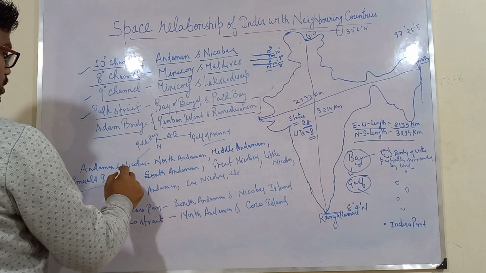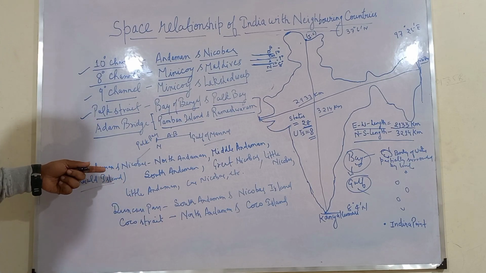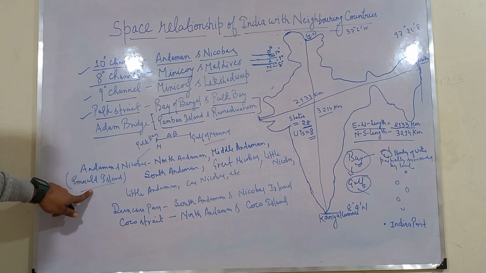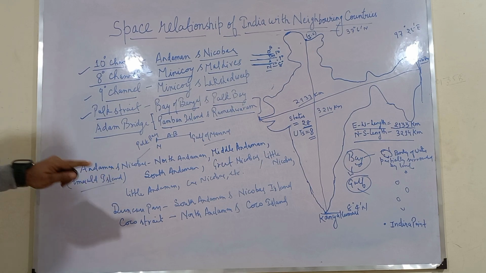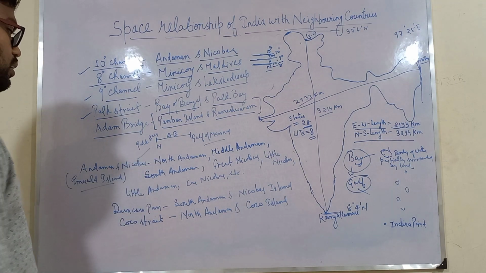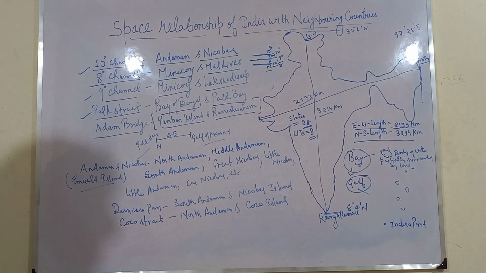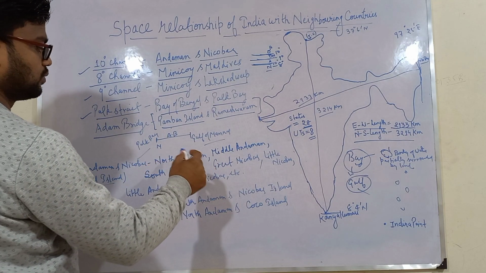Then, do remember this next fact: Andaman and Nicobar Island is also known as Emerald Islands. Emerald Island is another name for Andaman and Nicobar. And this Andaman and Nicobar is a collection of several islands. There are hundreds in number, but we have written the names of a few important ones.